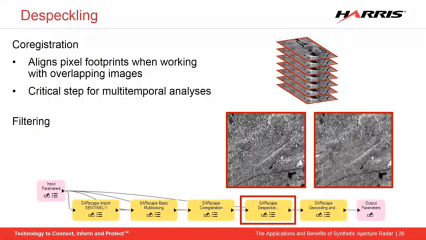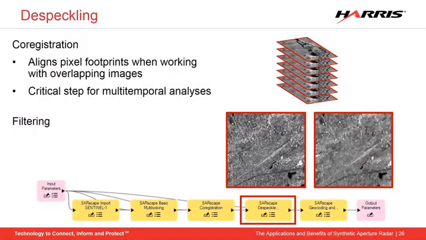Filtering is your last noise reducing step, and this can be done a number of different ways depending on your data and what you're trying to do. If you're working with 3 or more scenes over the same area, so something like that multi-temporal analysis, despeckling is often the best method to use because it takes into account the temporal aspect and it keeps features that are persistent and removes ones that are not.